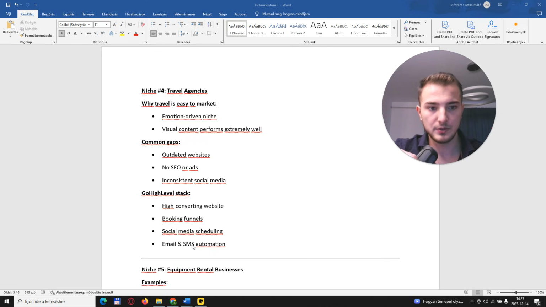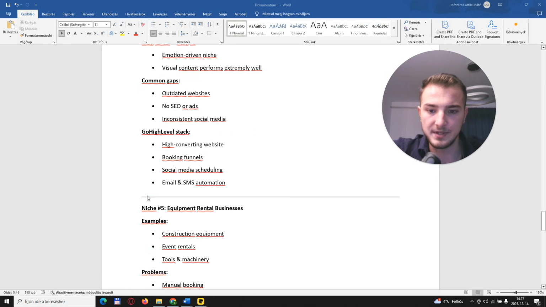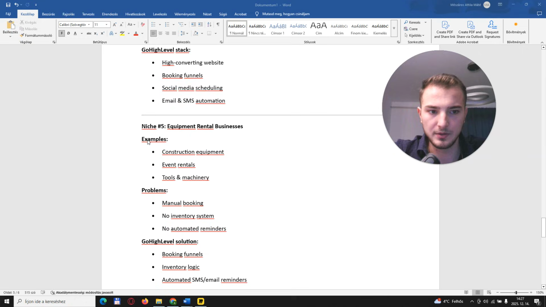And when you pick this niche, you can also create a snapshot for them, and you just have to do the outbound for these companies, and you basically copy paste the whole system, change some logos on the website and some SEO, but the automations and the website templates you can build out, and you can sell the same to other travel agencies. What is the fifth niche?